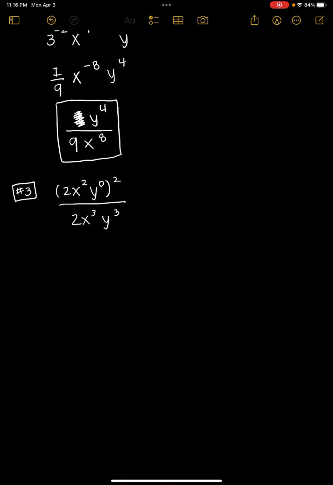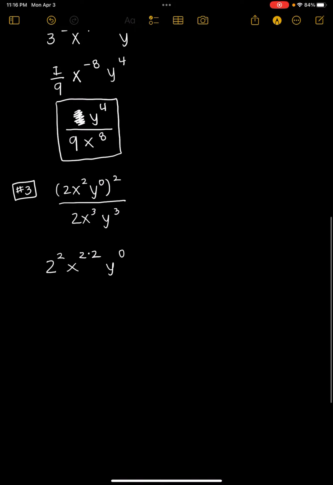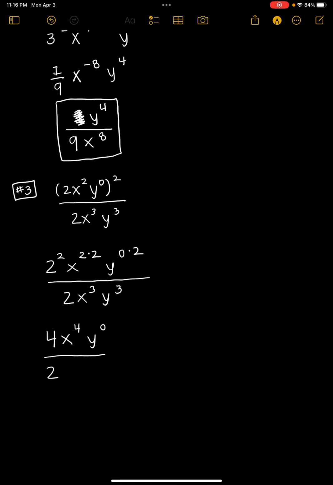So when I do the power rule, I'm going to have 2 squared times x to the 2 times 2, because we multiply the exponents when it's a power rule, and then we have y to the power of 0 times 2. That's on top. We're going to just leave the bottom the same, so 2x cubed y to the 3rd. Okay, let's simplify that top. So 2 squared gives me 4, and then we'd have x to the 4th and y to the 0, because 2 times 2 is 4 and 0 times 2 is 0. And then we're going to just rewrite the bottom like this.